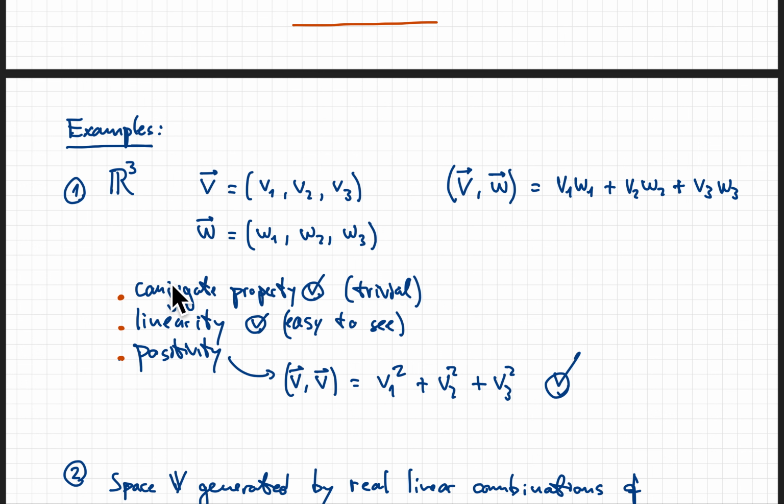It's pretty obvious that the conjugate property is satisfied because these are all real numbers, so there's no conjugation at all. So v with w is the same as w with v. Of course, each of these products here is interchangeable, so there's no issue there at all. You get the same answer if you do v with w or w with v. It's linear, so linearity is satisfied. That's also easy to see.